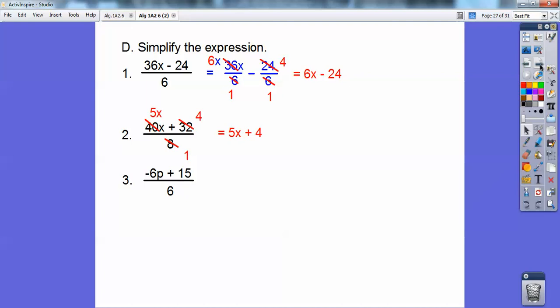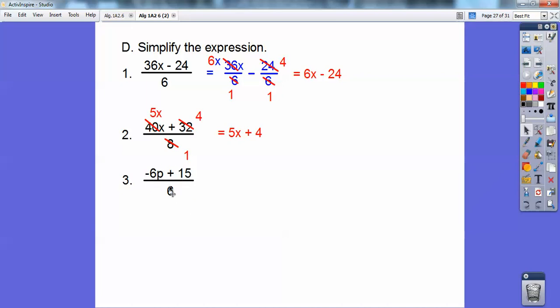This one here, I know 6 goes into both of these, but 6 doesn't go into 15, so we have to think of another number that goes into all three of these. It has to go into all of them, because remember the 6 is attached with that, but it's also attached with that, so you can't cancel it out here and figure it's gone. Can you think of another number that goes into all three of those?